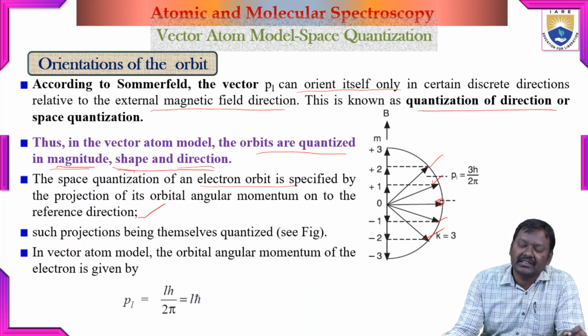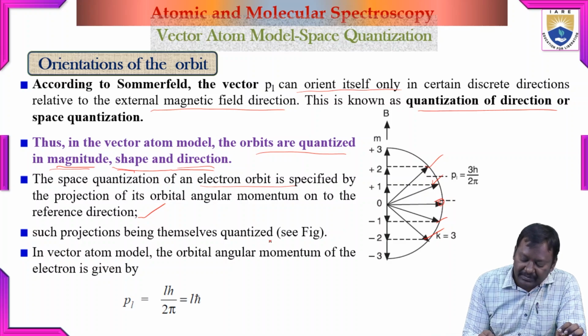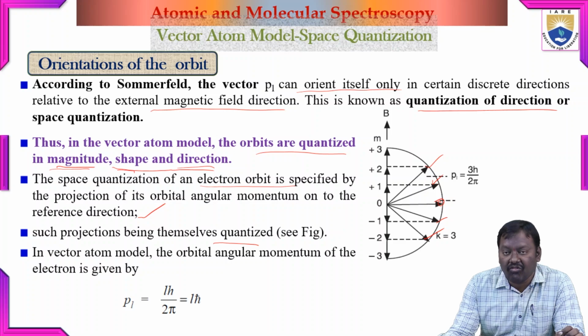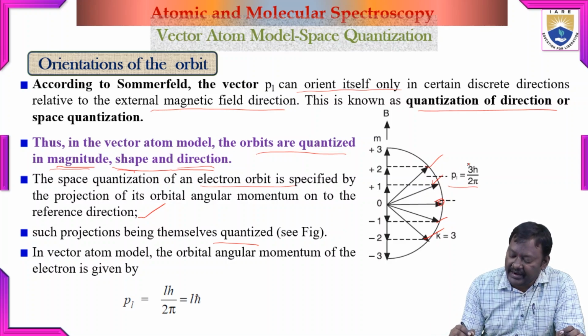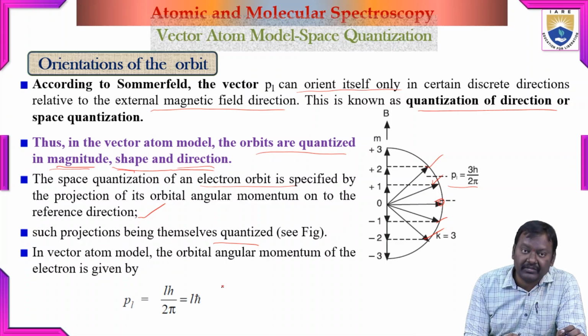To represent the direction of orientation of electron orbits, we need a certain reference direction. For that, we assume a magnetic field in the presence of the electron orbits. Such projections are themselves quantized, as shown in this diagram. We will see what this angular momentum is for this particular direction in the later slides. Here itself we can describe it.